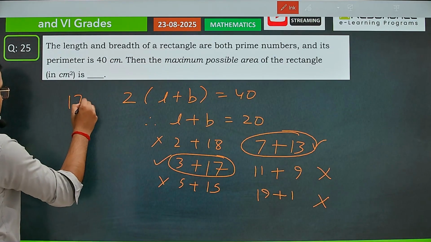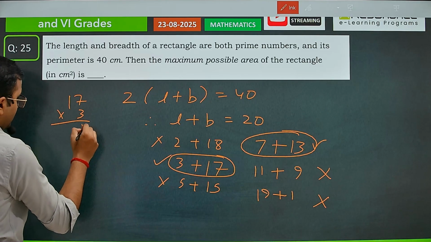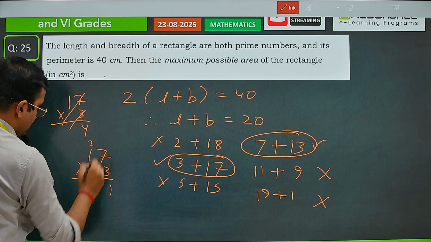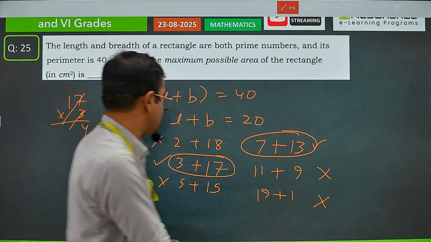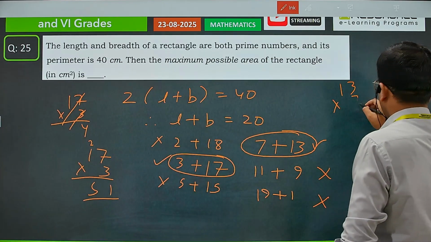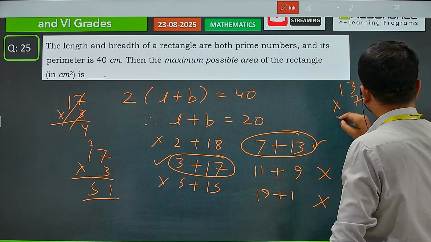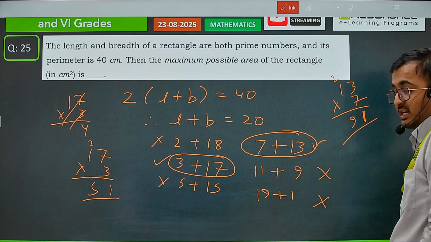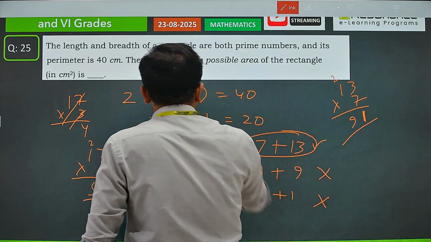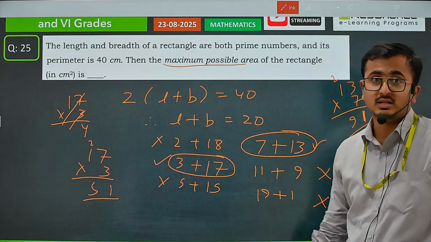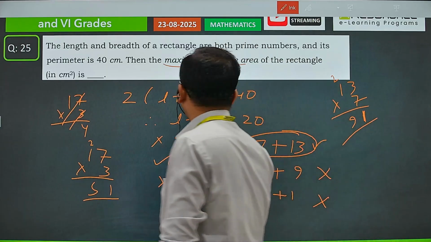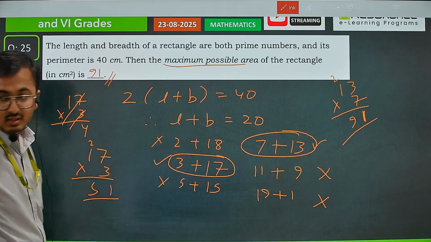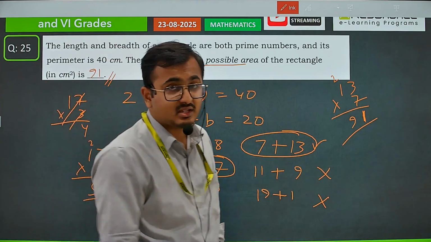Now check. 17 into 3 is 51. Another option which I have is 13 into 7, that is 91. So obviously what they are asking is the maximum possible area. Hope you get it. That would be 91. That's it. That completes our entire question paper.